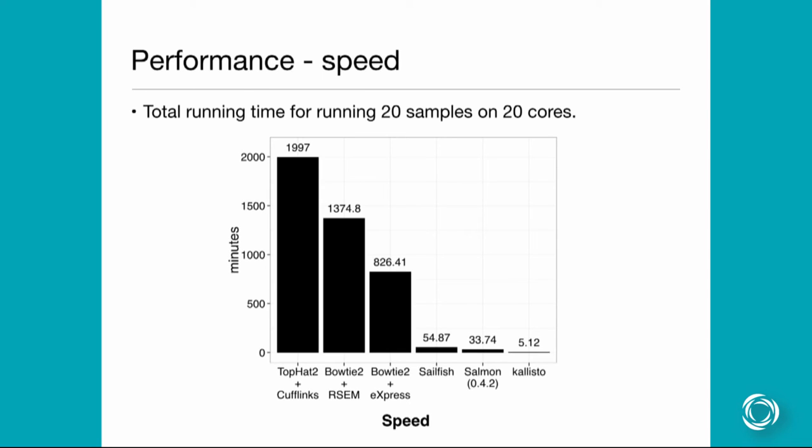So this is, we have 20 samples with 20 different cores. On the left-hand side, you have the canonical TopHat and Cufflinks algorithm. It takes about 2,000 minutes on this server that we have. Then you have Bowtie and RSEM, and then on the right-hand side, to process all of these samples with alignment and the quantification, we have Kallisto that took about 5 minutes.